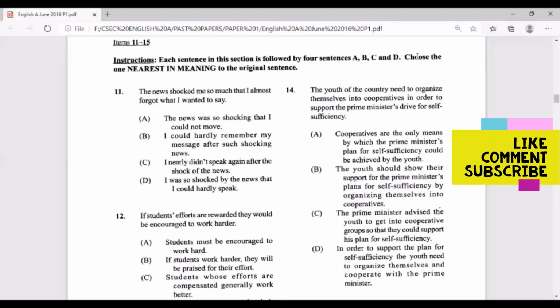Okay, it's not about not being able to speak. The original sentence said that the person just forgot. At least they almost forgot what they wanted to say, right? So if you almost forgot, it means you had a problem remembering. And so B would be the answer. Number 12.